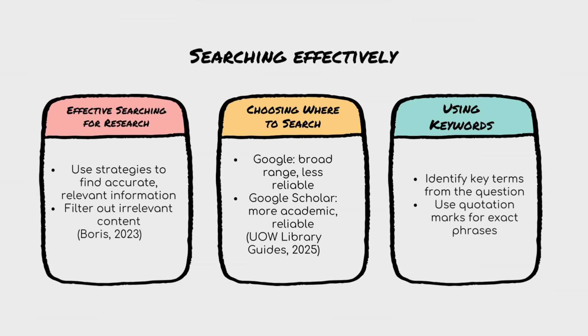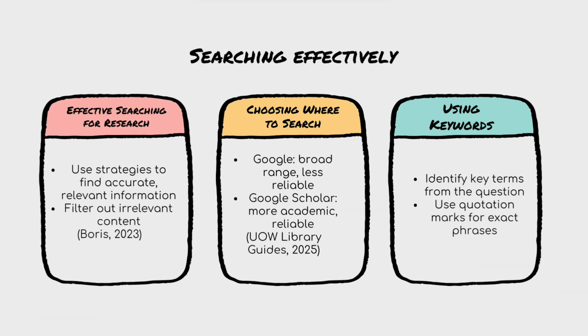Choosing the right place to search can depend on what kind of sources you may be provided with. For example, using Google is a helpful starting place that provides you with a wide range of sources. However, it is harder to find academic sources as well as reliable sources. Conversely, using Google Scholar is more useful for accessing academic resources, which can make the difference in effective searching.